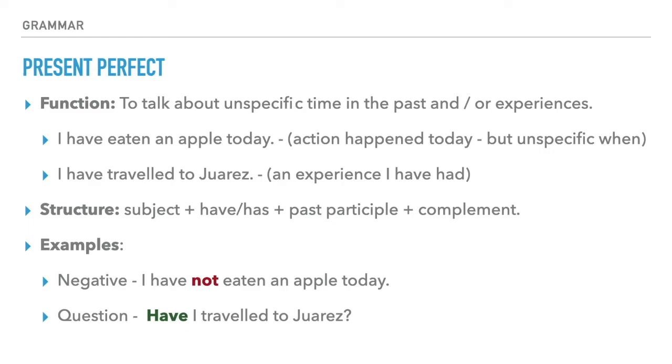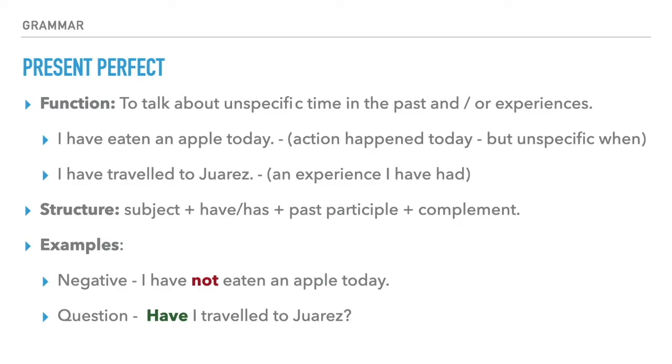For which type of conversations, for which situations? Well, whenever we want to talk about a specific time in the past, or whenever we want to talk about an experience. I have put here two examples. First one, I have eaten an apple today. That's just talking about something that happened today, but I'm not really saying when it happened. Just know that it happens. Maybe we just want to share that it happens, but not necessarily tell a time, or maybe we don't even remember. So that's what we could use this structure for.